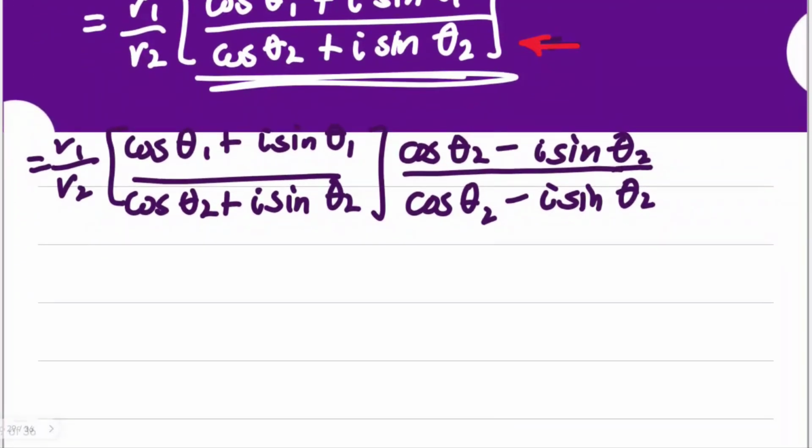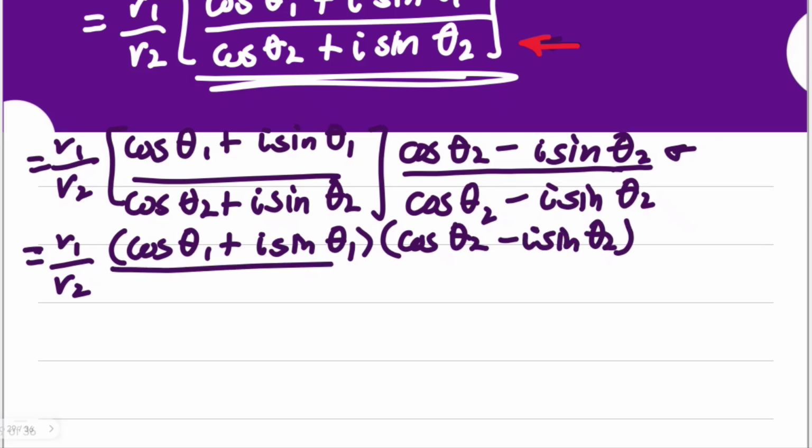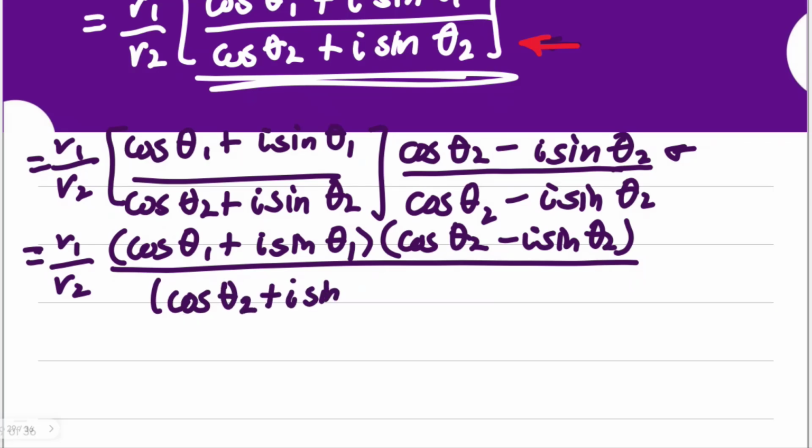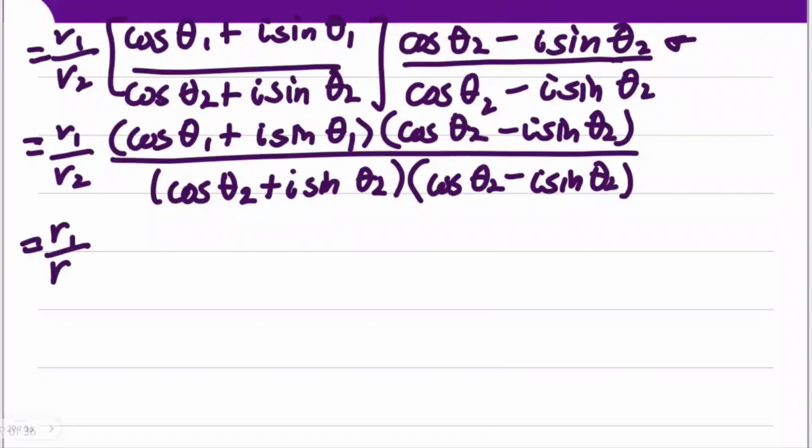So what will happen here is this. We still have here r sub 1 over r sub 2. For the numerator we have cosine theta sub 1 plus i sine theta sub 1 times cosine theta sub 2 minus i sine theta sub 2. Our denominator would have cosine theta sub 2 plus i sine theta sub 2 times cosine theta sub 2 minus i sine theta sub 2. Okay, I did not multiply them in the meantime. I'm going to do it step by step. So for the third one, this is where I'm going to multiply.